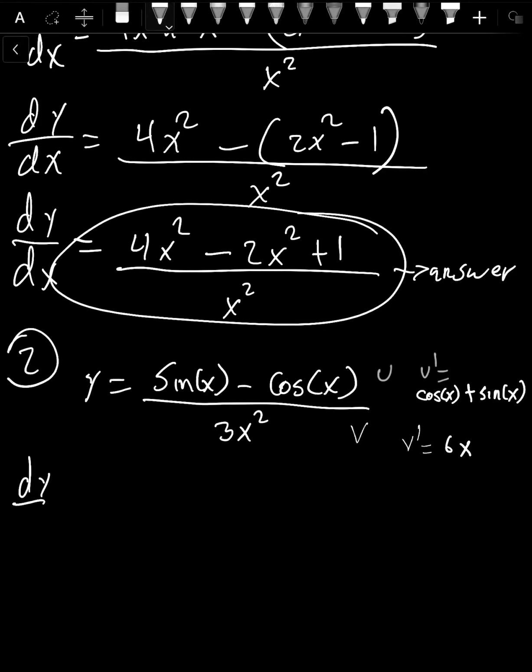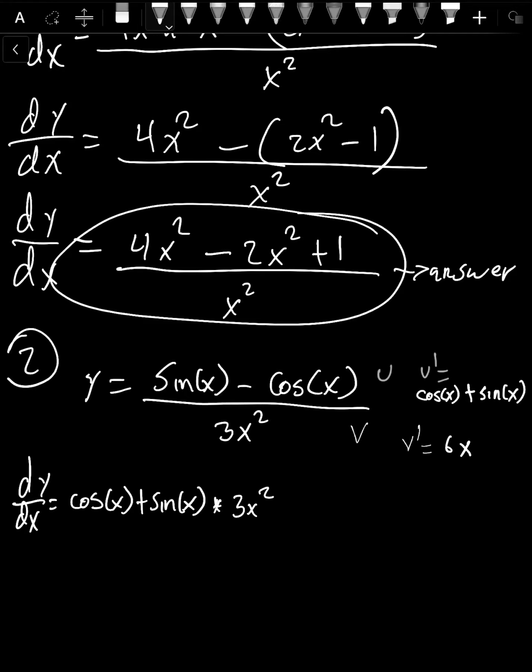Let's plug them into the formula. All right. Let's start right here. dy over dx is equal to u prime, which is going to be cosine of x plus sine of x, right? Times u of x. Times b, which is going to be our 3x squared.